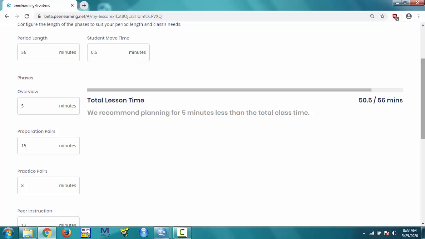Note that if a phase is going quicker than anticipated, this teacher can always move to the next phase before the time is up. And if more time is required in a specific phase, the teacher can always pause the lesson and take additional time if needed.